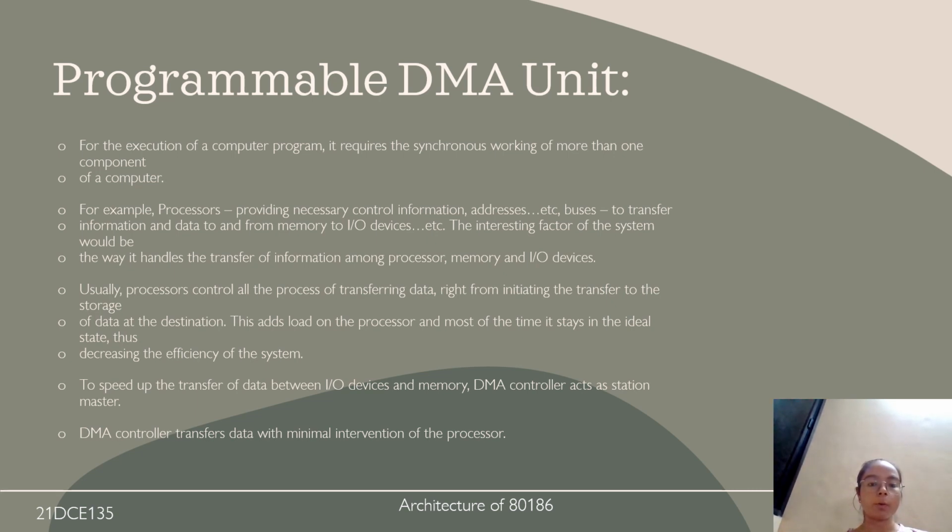Usually the processor controls the whole process of transferring data, from initiating the transfer to the storage of data at the destination. This adds load on the processor and most of the time it stays in an idle status, thus decreasing the efficiency of the system. To speed up the transfer of data between an I/O device and memory, a DMA unit is used. DMA controls the data transfer with minimum intervention of the processor.